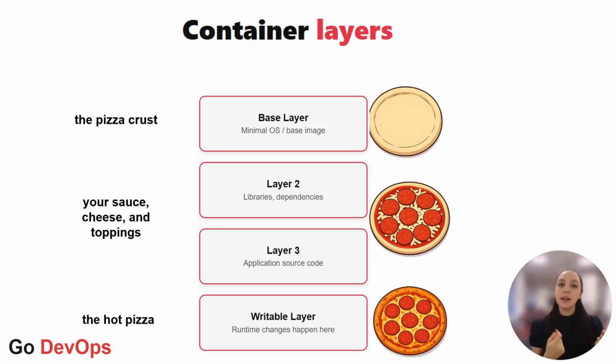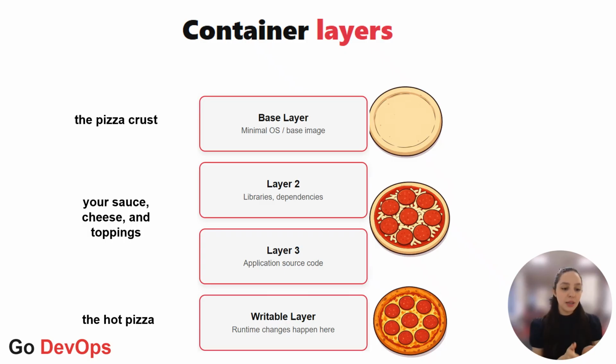So what exactly are container layers? A container image isn't just one big block. It's actually made up of layers, which are read-only file systems stacked on top of each other. And each layer represents a change or an addition to the image. So for example, one layer might install dependencies, another might copy in your application code, another might set configurations.